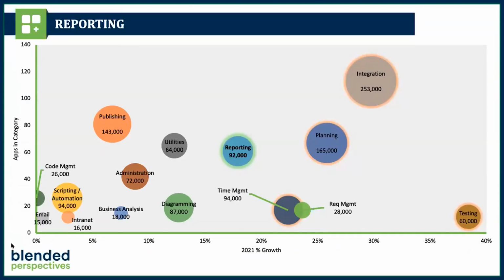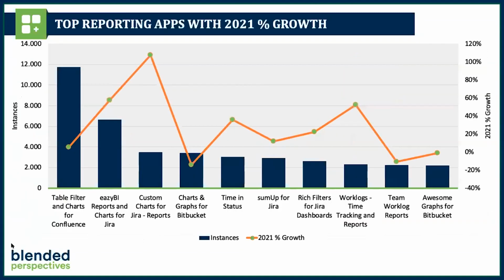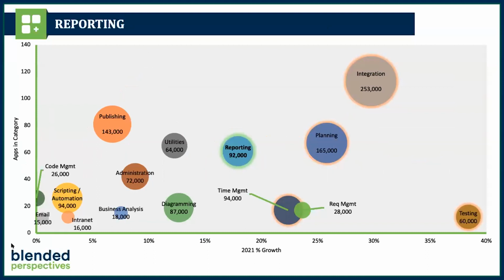Okay, so this is one thing that I wanted to share, I think it'd be interesting for eazyBI. This is a report that comes from Blended Perspectives, and it's called the MARS report, which stands for Market Analysis Research Service. What they're doing, they're categorizing each application in the marketplace, the 4,000 apps that we have, and then they put them in a category.